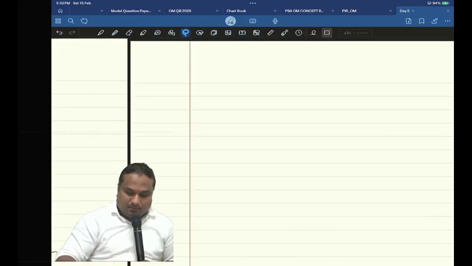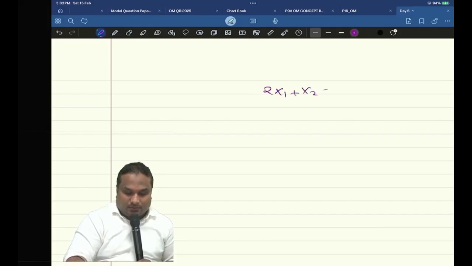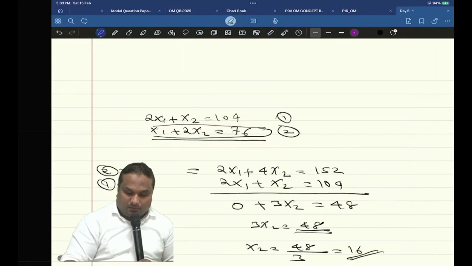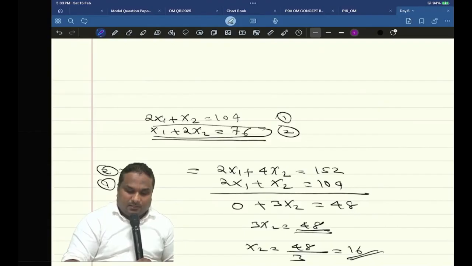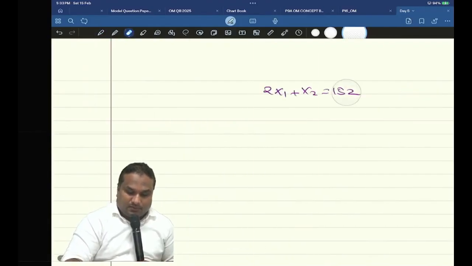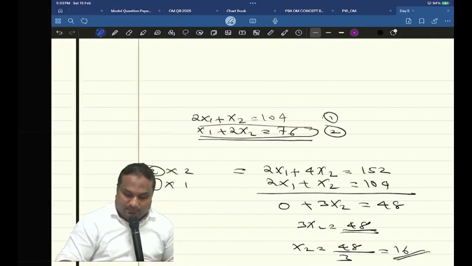Anyway, the first equation is 2x1 plus x2 equal to 104, and x1 plus 2x2 less than or equal to 76. Let me check.